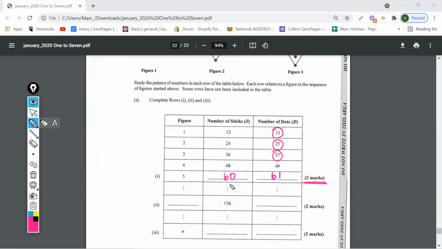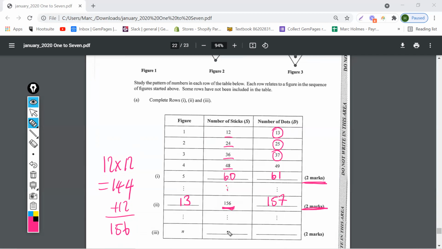So 60, 61. Then this says 156, right? And remember, guys, the trend is by 12, 12, 12, 12. You're increasing by 12. So this says 156. I know that 12 times 12 is 144. So if I add 12 to 144, I'm going to get 156. So this must be 13, right? Because 13 times 12 is 156. And then, of course, all I have to do is add a 1. So this is 157, right? All I have to do here on the right side is add a 1 to whatever is on the left. Cool. So this is another 2 marks.